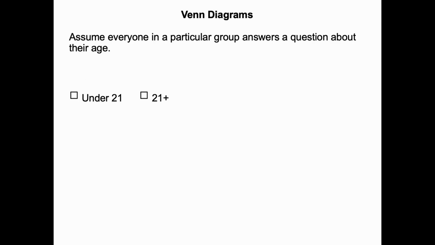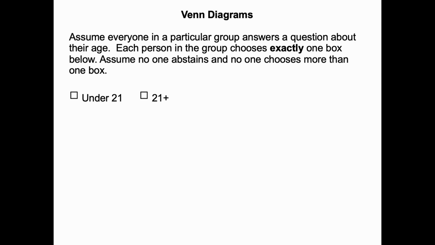Let's look at some different types of Venn diagrams. This question is about age categories. Each person in a group is going to choose exactly one box below. They'll either pick under 21 or 21 plus. Assume no one in the group abstains and no one chooses more than one box.